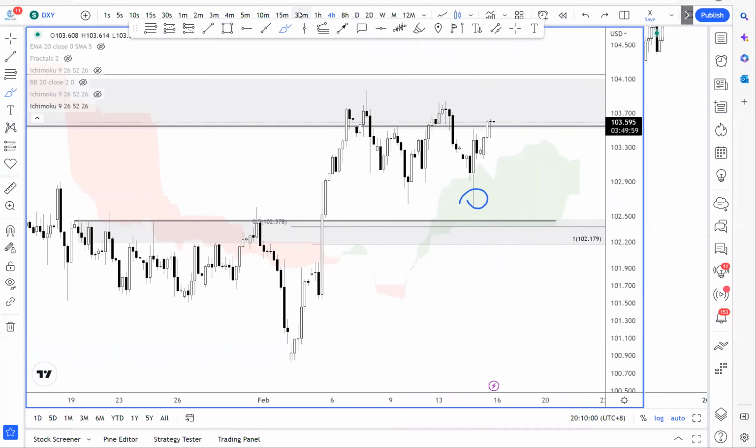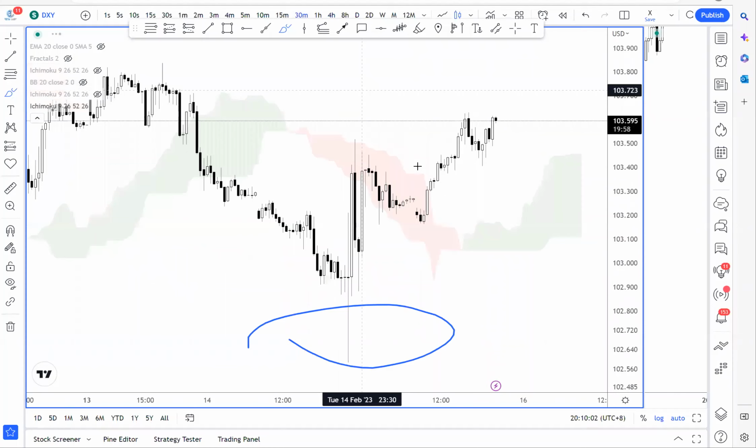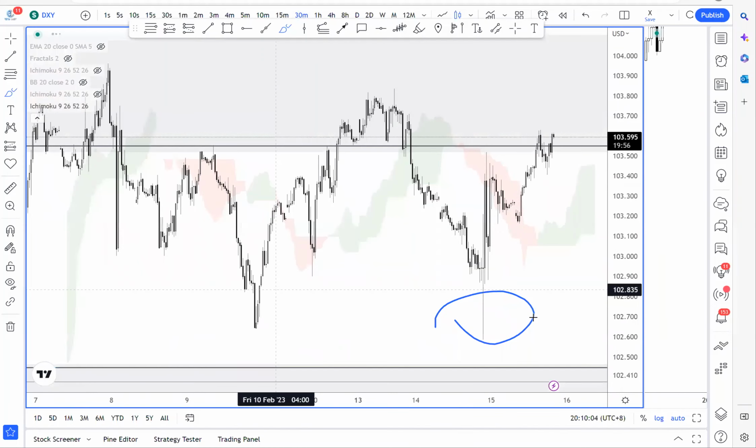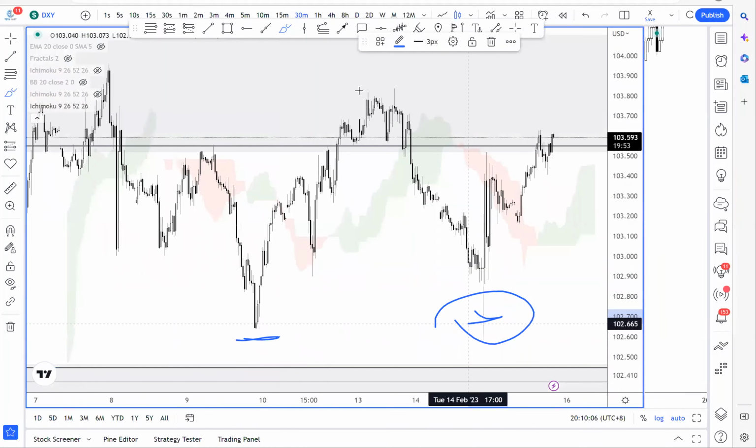If we go down to the 30 minutes, you can see that there's a very clear structure being formed. There's a low, price came in from a new low. This is the last high. If you take a look at how prices are reacting here, you can see that this is the last low. So price pushed into this support area.